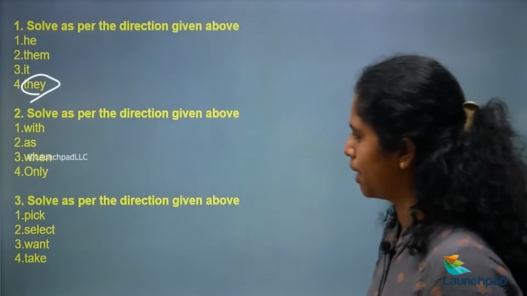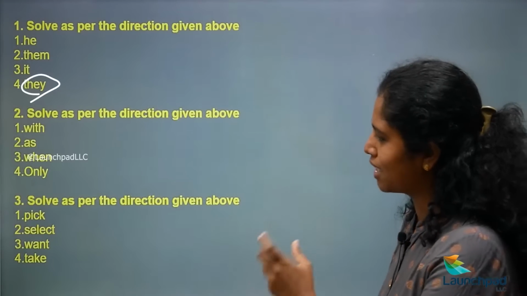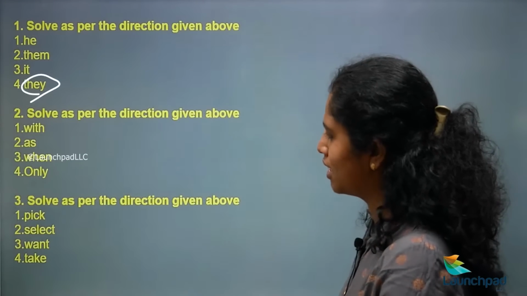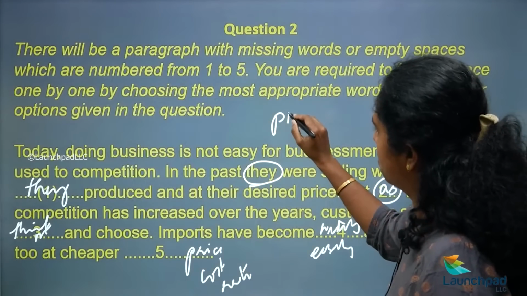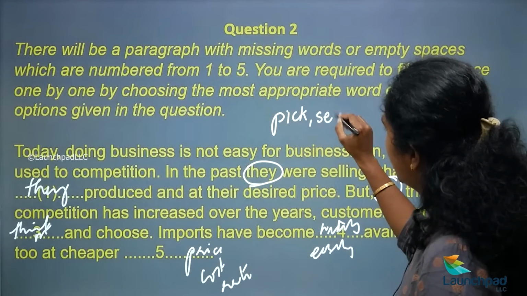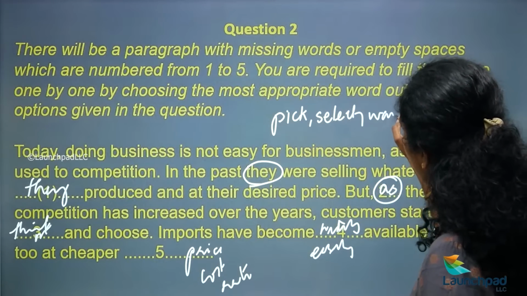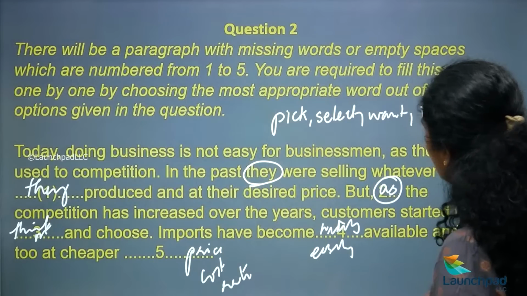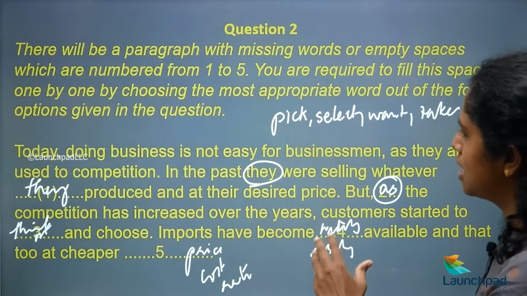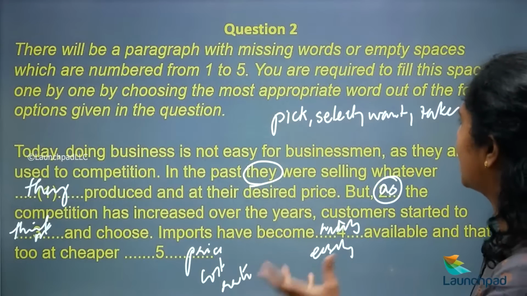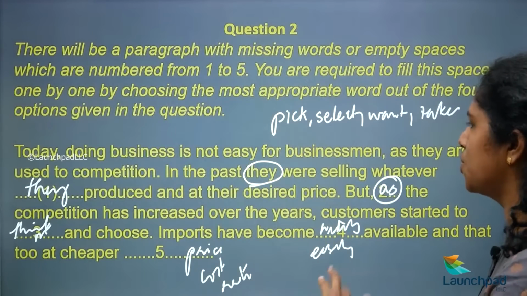Let's go for the third one. Think. Pick, select, want, take. This is your 4 options. So let's see. Customers started to select and choose, pick and choose, want and choose, take and choose.